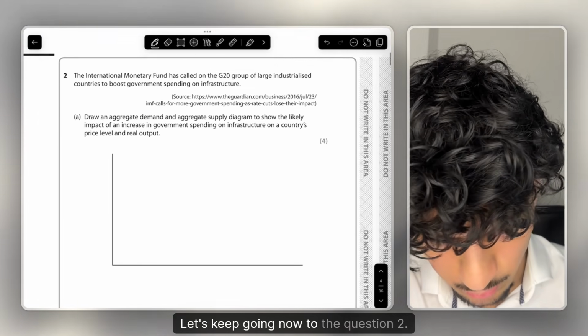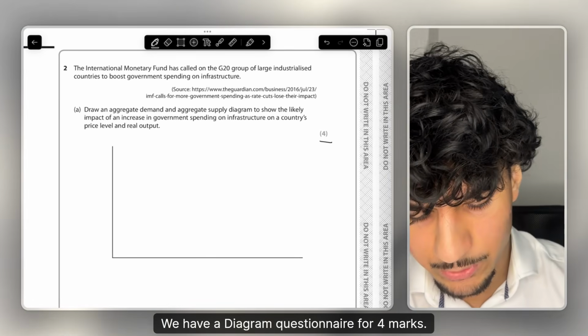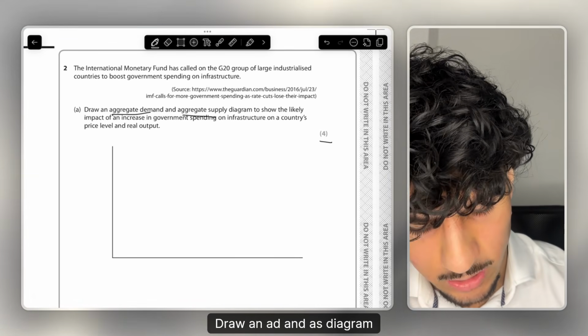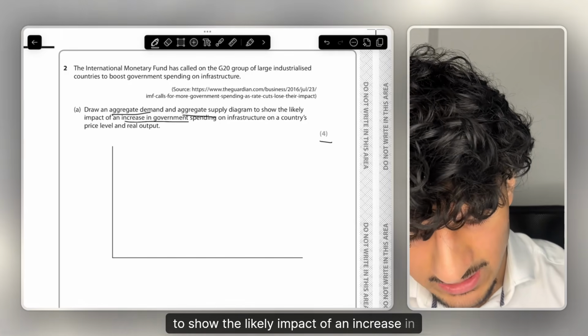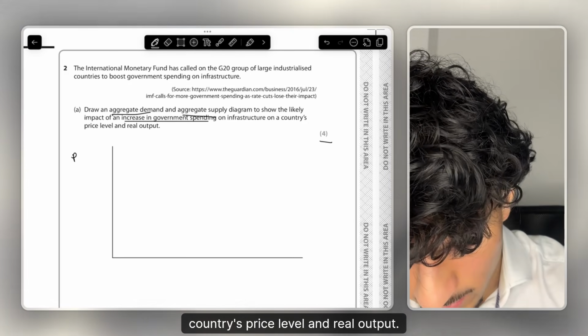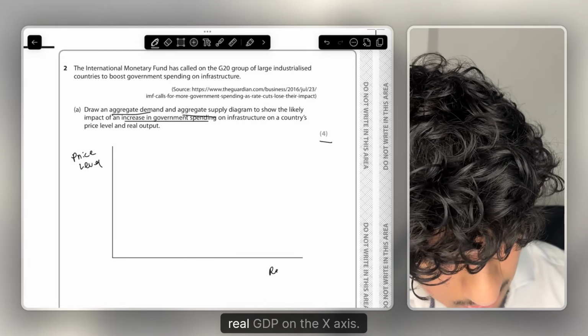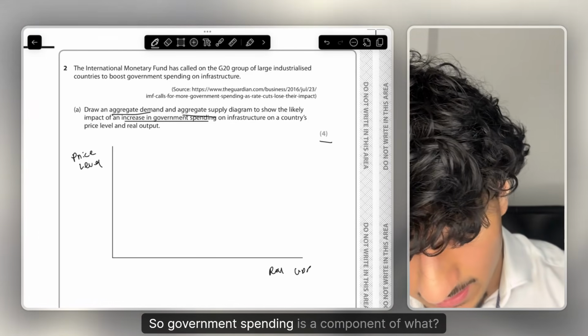Let's keep going now to question 2. So it looks like we have another diagram. We have a diagram question here for 4 marks. Draw an AD and AS diagram to show the likely impact of an increase in government spending on infrastructure on a country's price level and real output. Let's get started by labeling up this diagram. Of course, price level on the y-axis, real GDP on the x-axis. So government spending is a component of what?